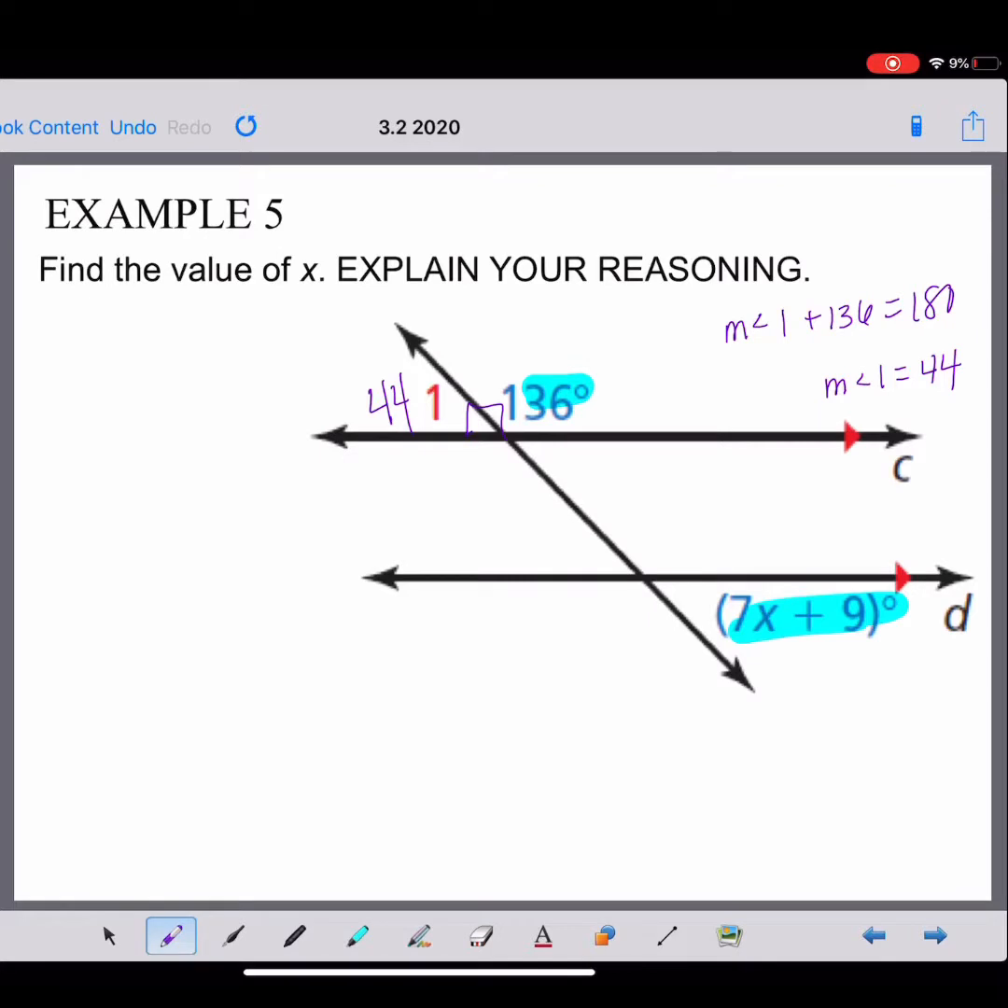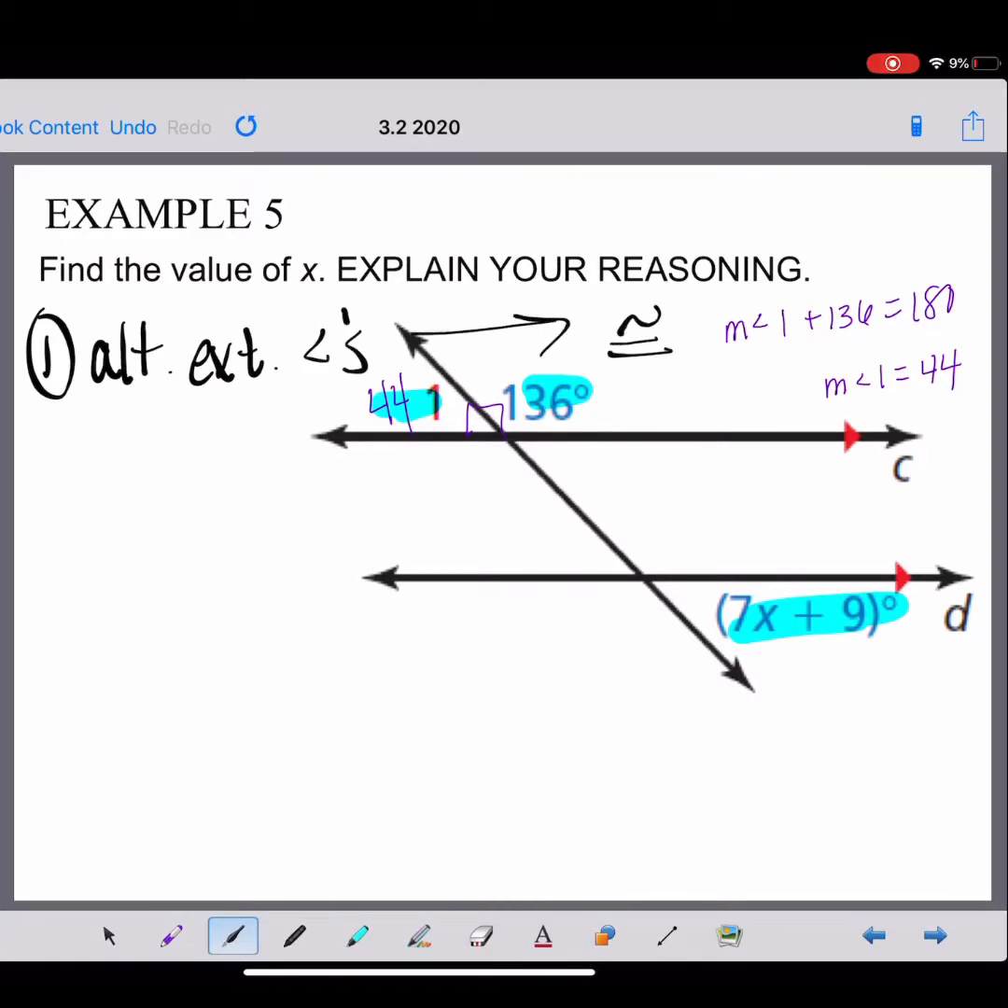Now, these two angles definitely have a relationship. They are alternate exterior angles. So I am working with alternate exterior angles. What do I know about alternate exterior angles? They are congruent. If they are congruent, I'm going to set them equal to one another and solve.